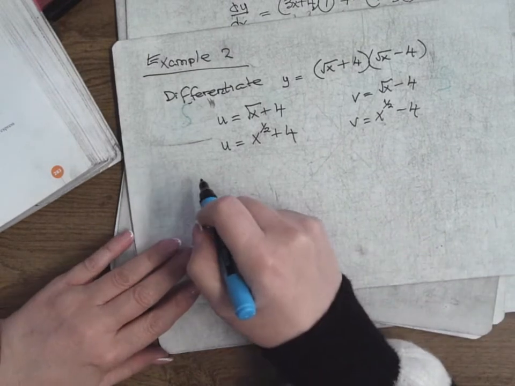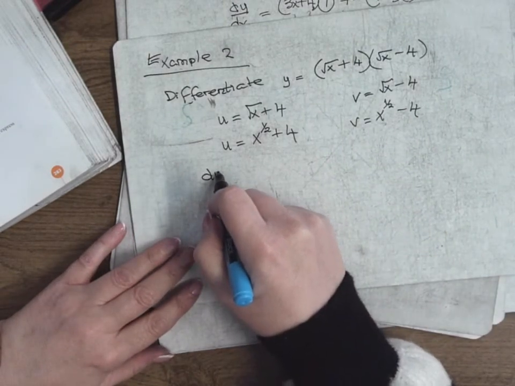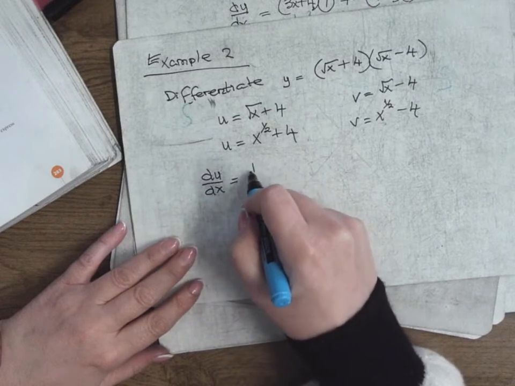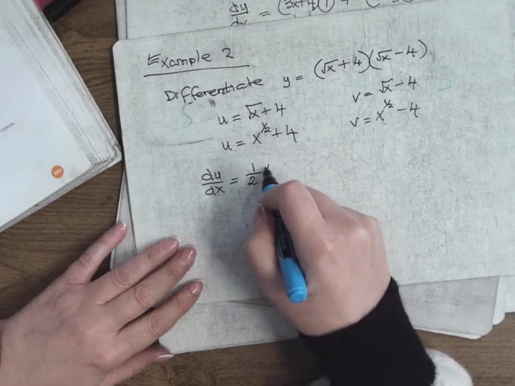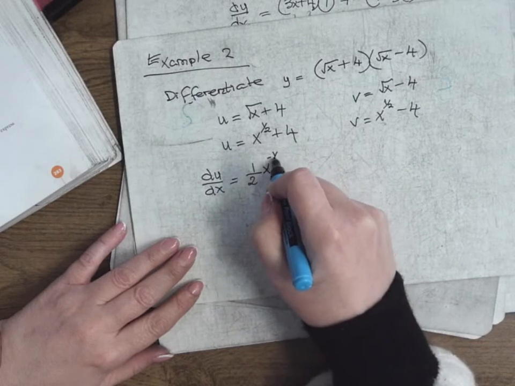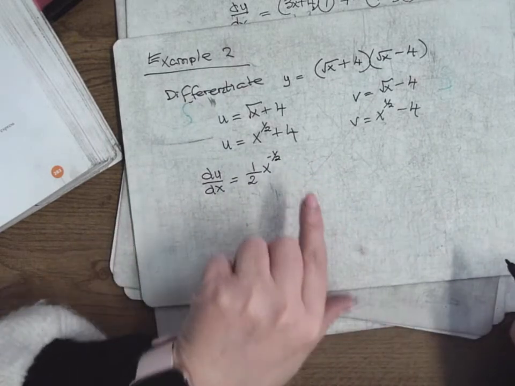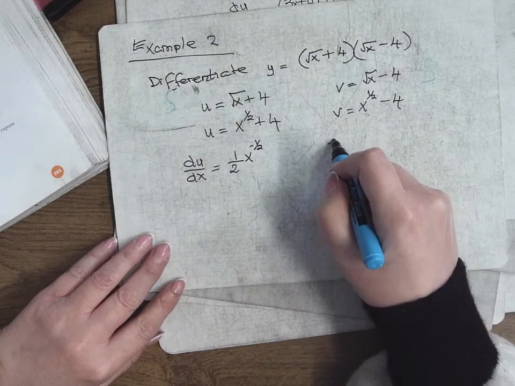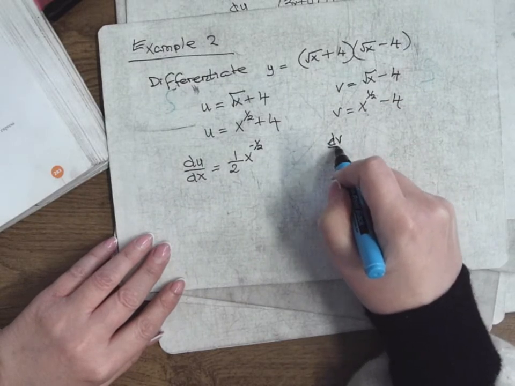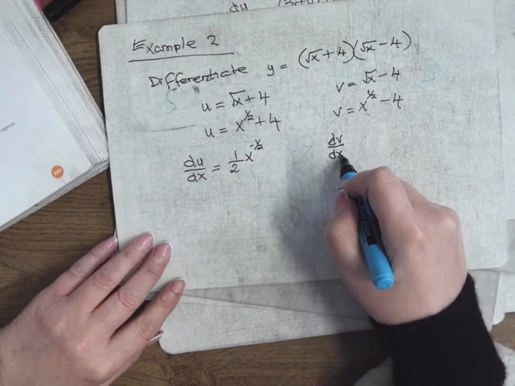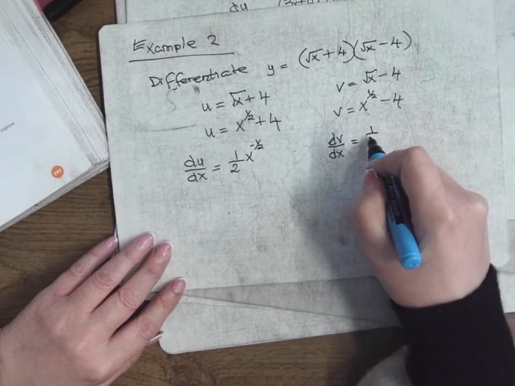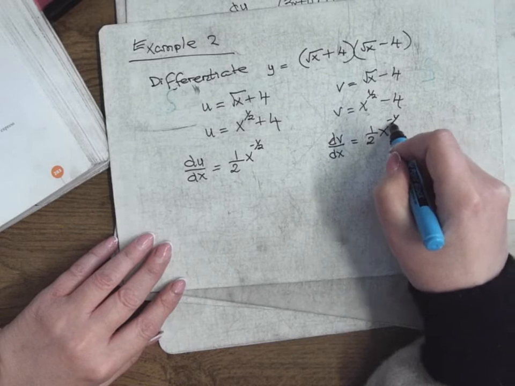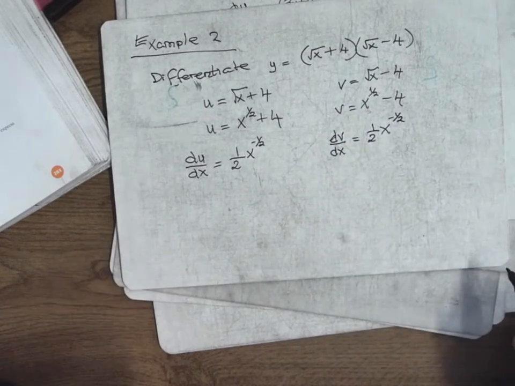Now, differentiate. So du dx is equal to, bring the power down in front, so it's a half x, reduce the power by 1, so that's minus a half. Okay, differentiate 4, you get 0. Differentiate over here and call it dv dx. Again, bring the power down in front, reduce the power by 1. A half minus 1 is minus a half. Differentiate minus 4, you get 0.